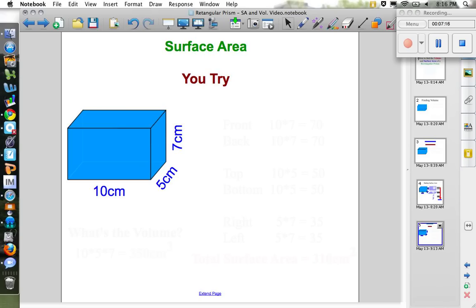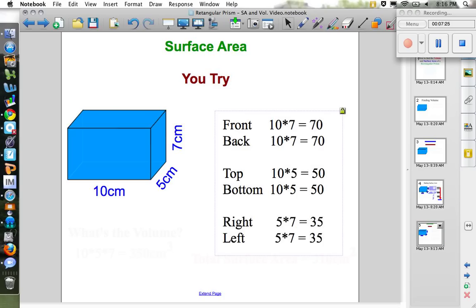All right. Hopefully you have your front and back done by now. The numbers are pretty easy. The top and the bottom. By the way, there they are for you. I know I didn't give you much time to do it. Actually, I should have given you plenty of time. But front and back, 10 by 7. Top and bottom, 10 by 5s. The right and the left, 7 by 5s. If you did all the multiplication, you should have had 2 70s, 2 50s, 2 35s, and when you add those all together, you get a grand total for your total surface area of 310 square centimeters.